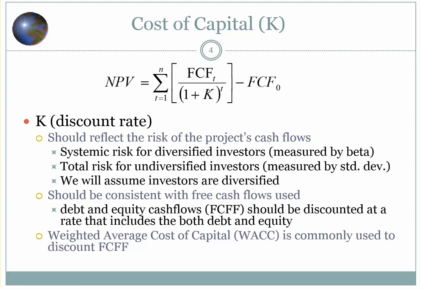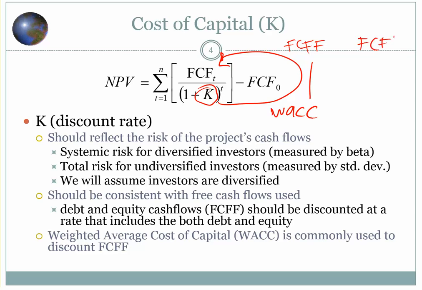The discount rate, or cost of capital, should reflect both the claim on the free cash flow and the risk of the free cash flow. In other words, if the free cash flow is the free cash flow to the firm, the K is going to reflect the risk of both debt and equity, so it should be the weighted average cost of capital. If the cash flows were just free cash flows to equity, you would only use the cost of equity.